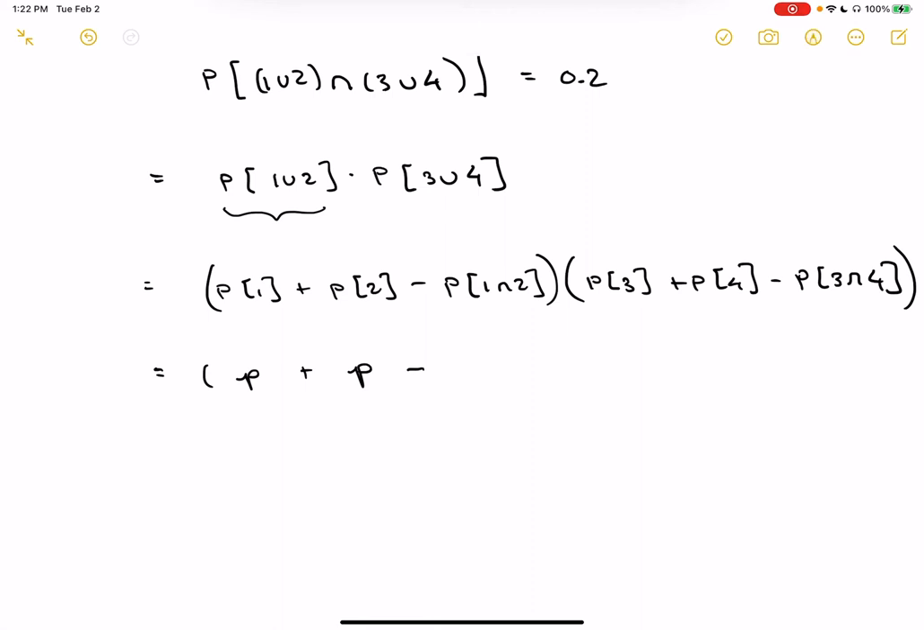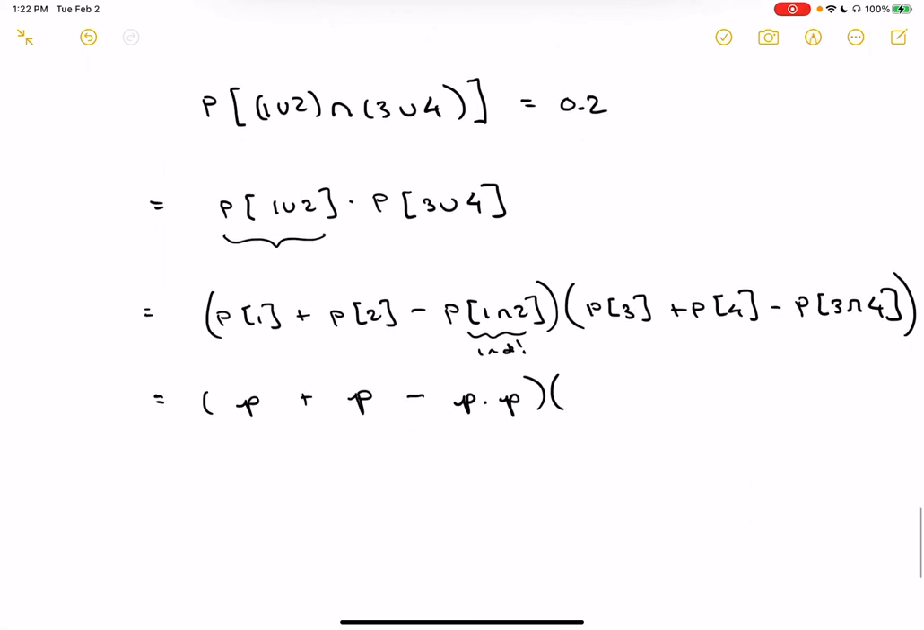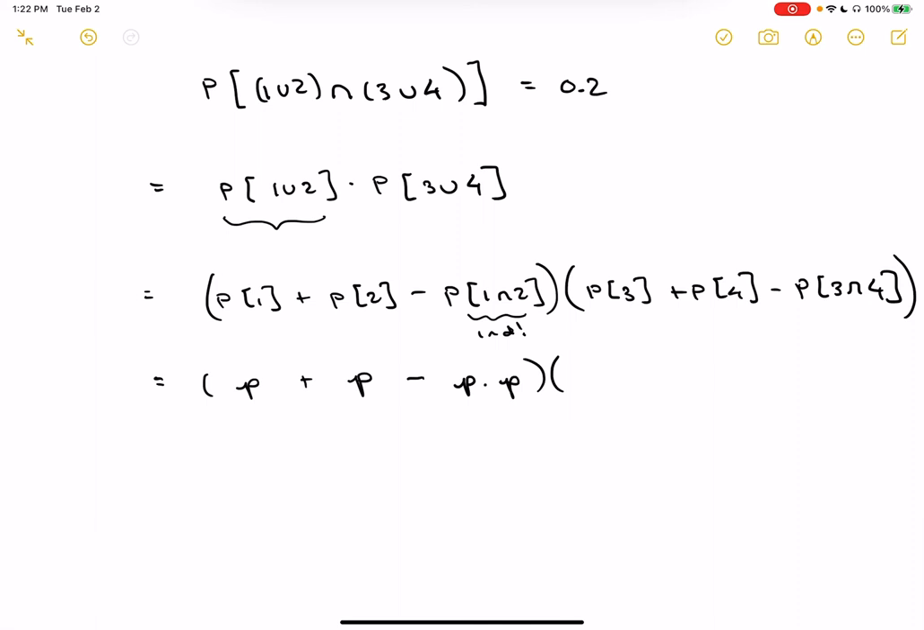But those guys are independent, so their intersection probability is just the product of their two individual probabilities. That's going to be P times P. The next one is not in terms of P, it's in terms of Q, but I made an initial assumption up here that Q was equal to 1 minus P. So let's get this whole thing in terms of P. That's going to be 1 minus P, which is Q, plus 1 minus P for the next one. And for the same reasons, since those are independent, I get a 1 minus P squared.